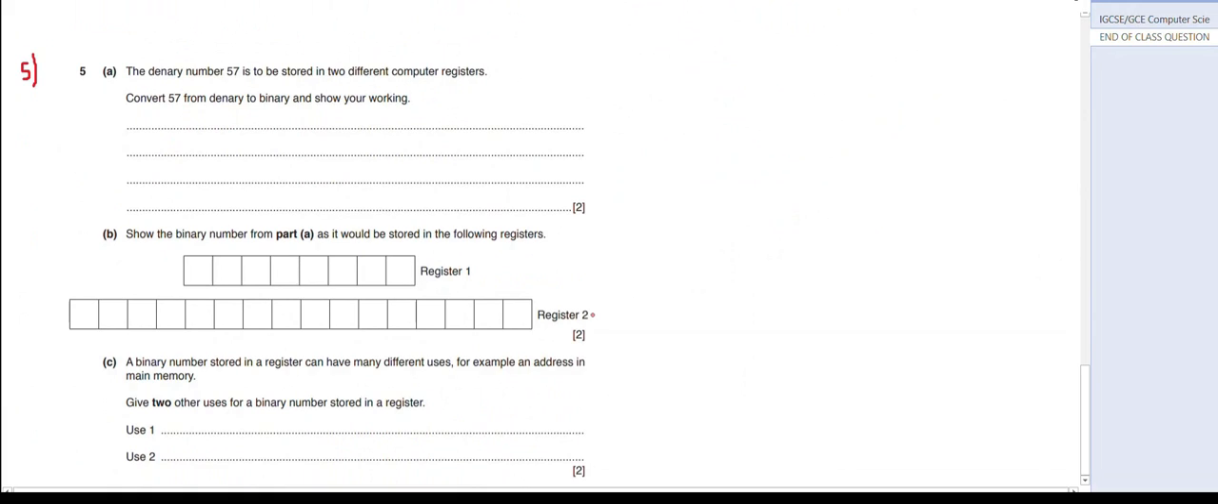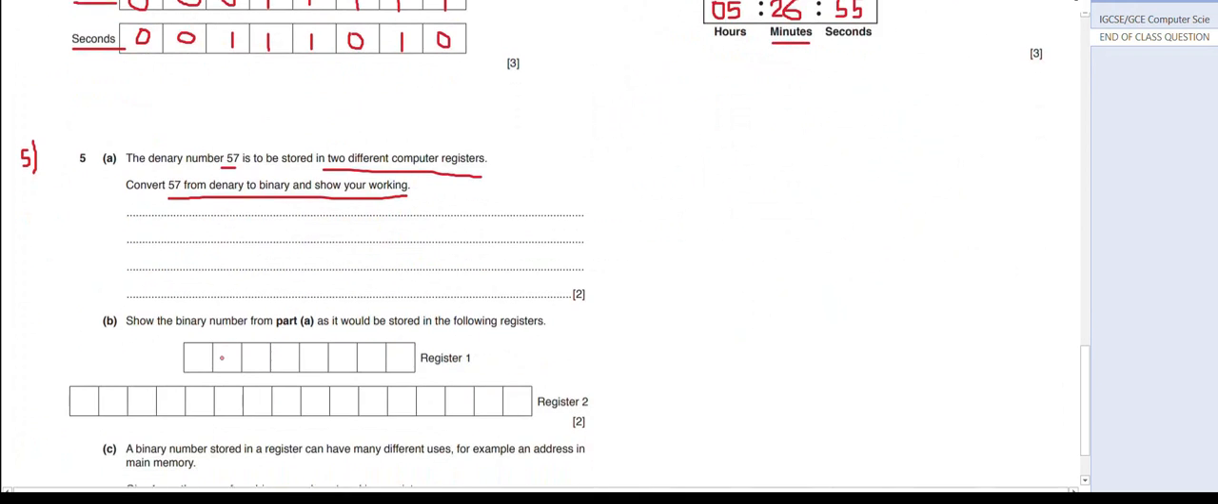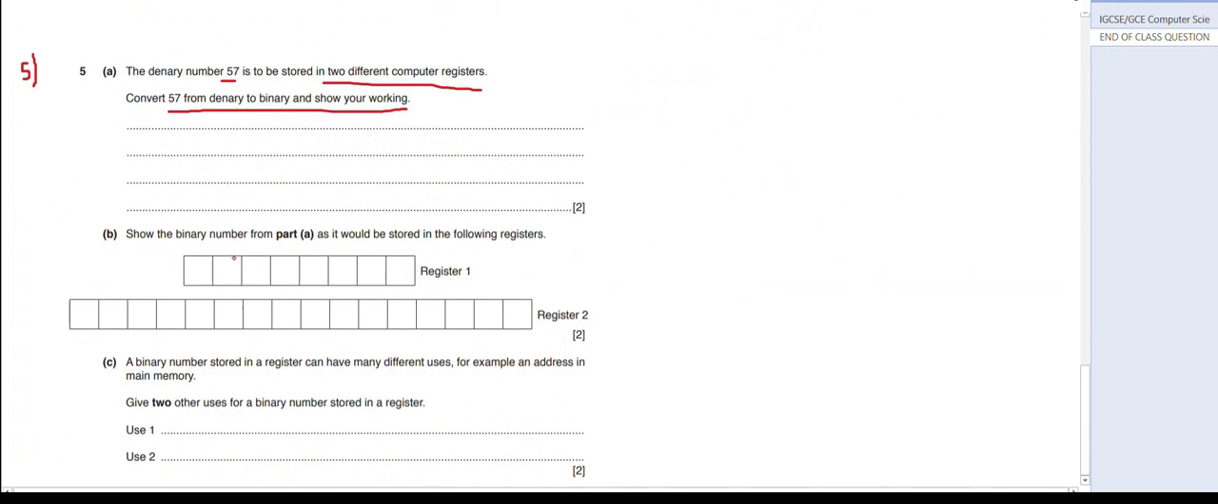The last question is question number 5. The denary number 57 is to be stored in 2 different computer registers. Convert 57 from denary to binary and show your working. So you have 2 methods: you can do it by trial and error, as we did in this question, or you can do it by division by 2.